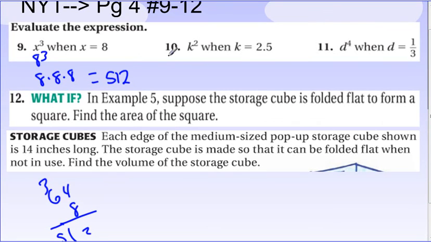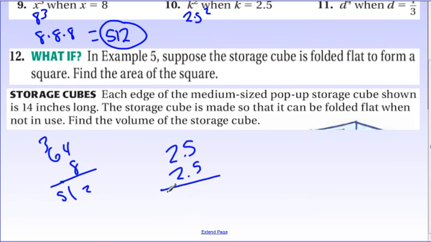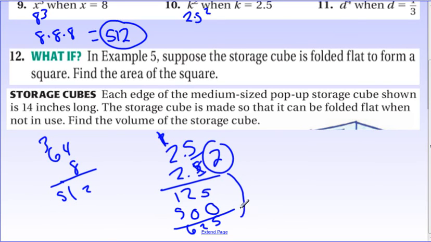Number 10, we've got k squared, where k is 2.5. So we have 2.5 squared. So you take 2.5 times 2.5. It's going to be 6.25, I think. And then 5 times 5 is 25. 5 times 2 is 10, plus 2 more makes 12. Drop down, add a 0. 5 times 2 is 10, carry the 1. 5 times 2 is 10, plus 1 is 11, and we get 625. There are two numbers after the decimal in the problem. It needs to be the same in the answer. 6.25.